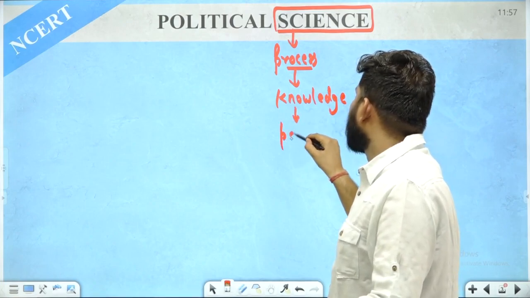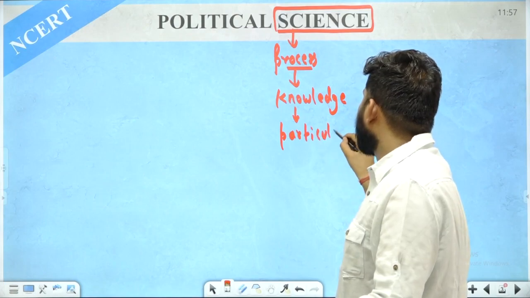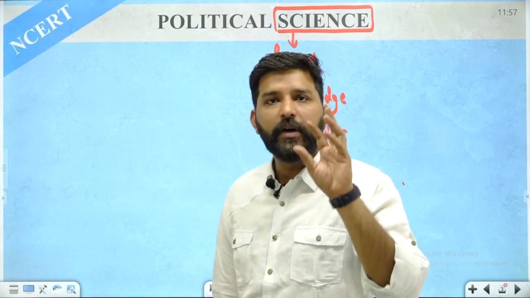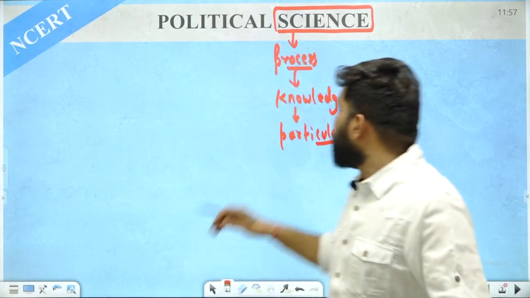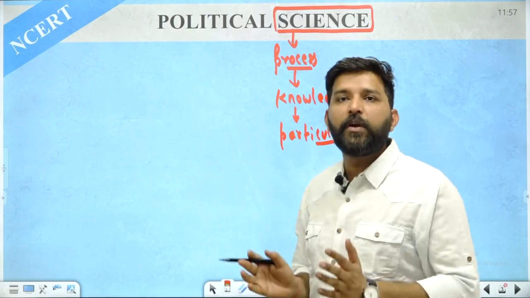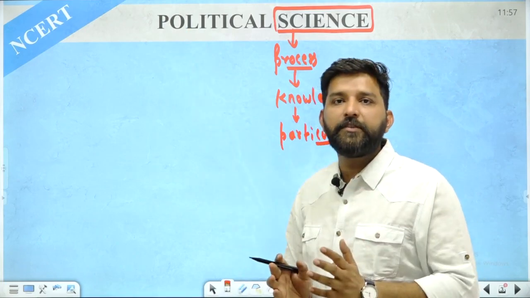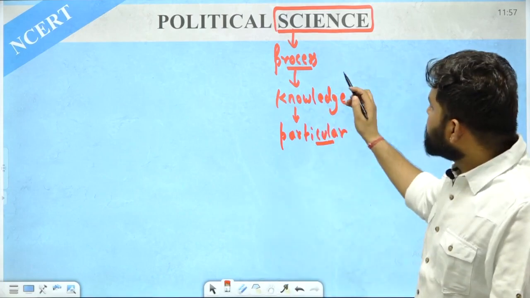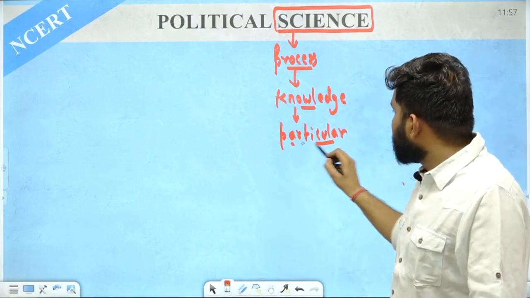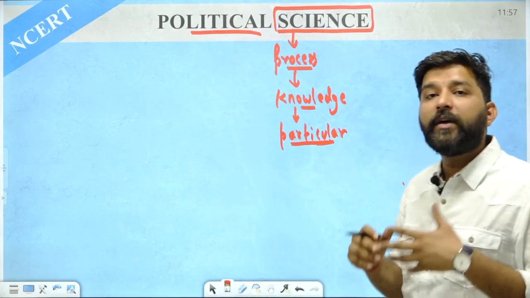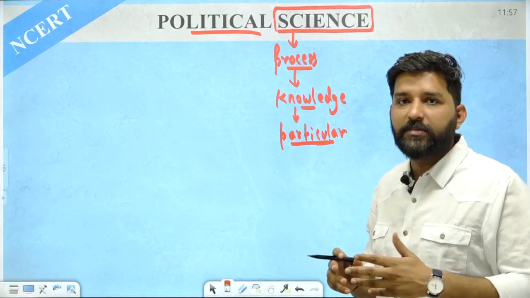Knowledge on a particular field. Whenever we attach the word science with any field, it simply means we are going through the process of gaining knowledge. Therefore, whenever we attach science with political, it simply means that through the process of science, we are going to gain knowledge of the political world. So it is a process of gaining knowledge in a particular field, and here we are dealing with the political.